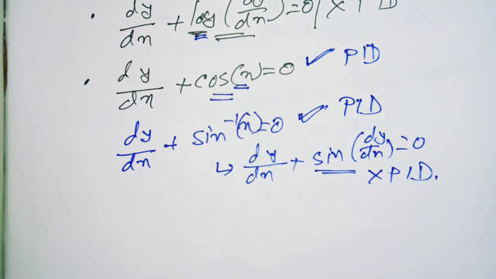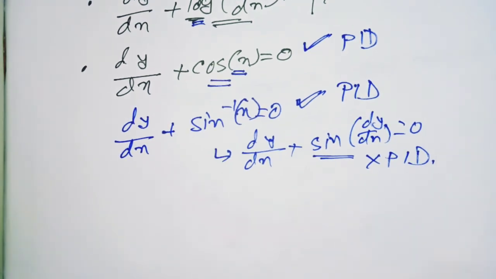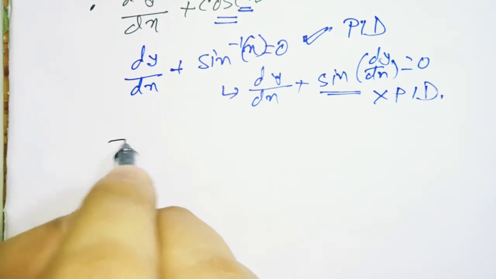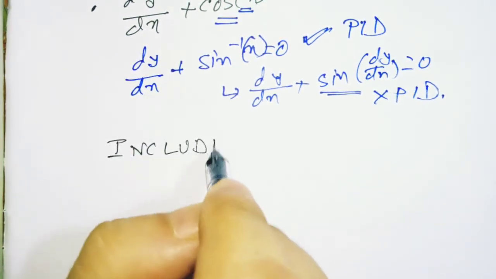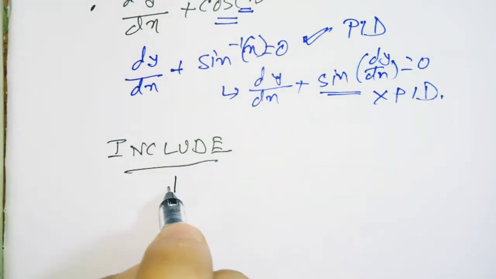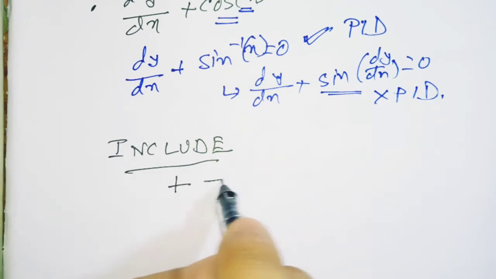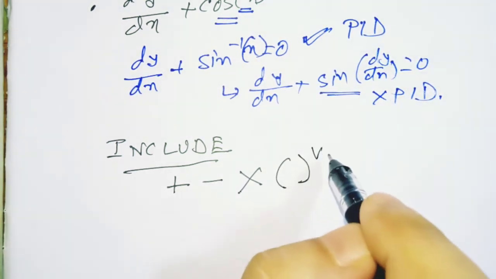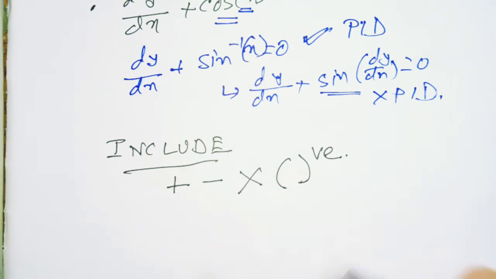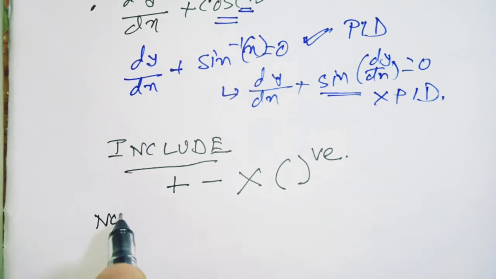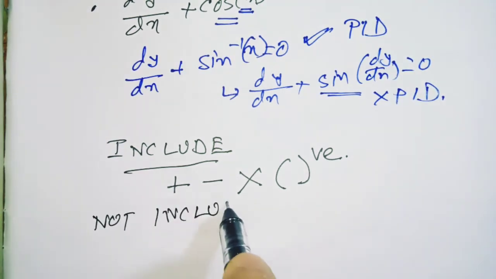So what we summarize from here is what it would include. Okay, what are the inclusions? Let me write it: include. This would include first of all plus, it would include minus, and it would include multiplication, and it would include something called positive. So the power must be positive. And what it would not include, let me write it for you. What it would not include.